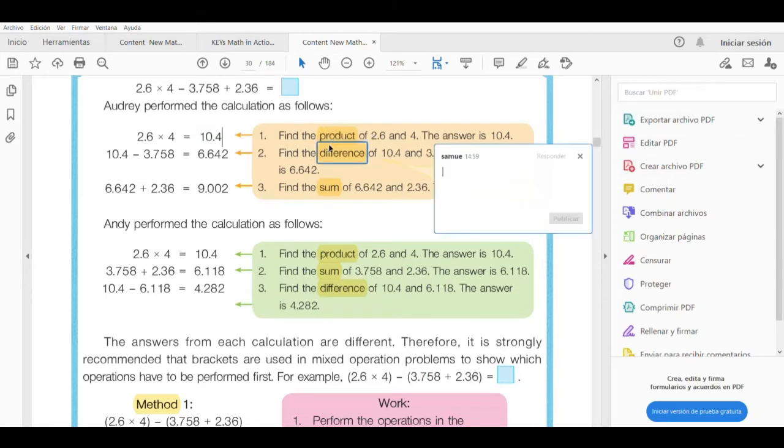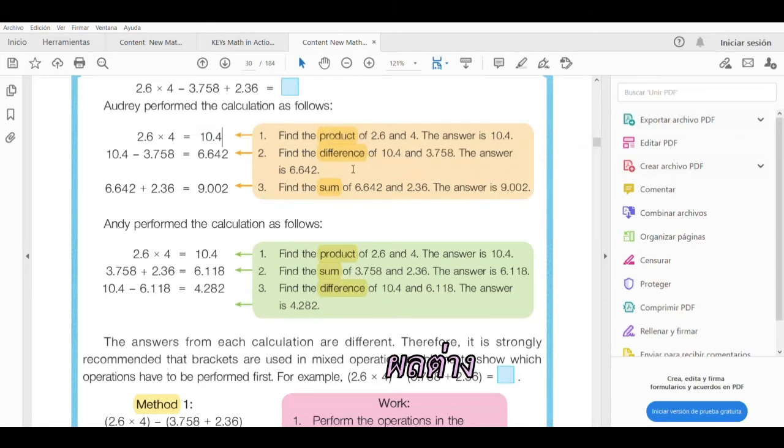Then we have another word, difference. Can you repeat after me, please? Difference. The difference in math is the answer of a subtraction. You see, subtraction. So when we have a subtraction, we don't say answer, we say difference. Like here, find the difference. The word that we are going to write in our notebook as vocabulary is sum.